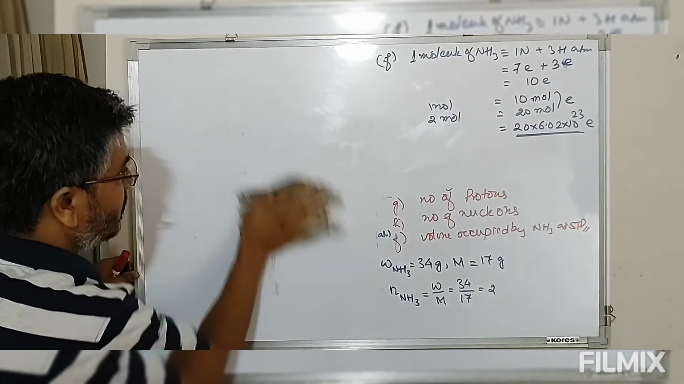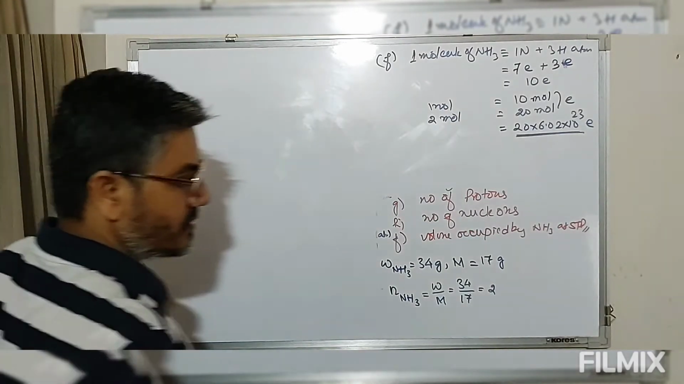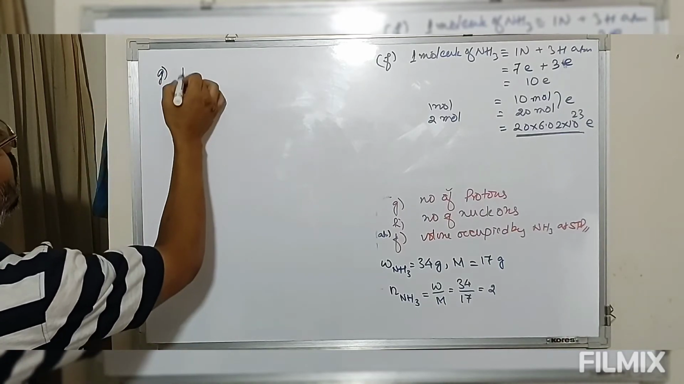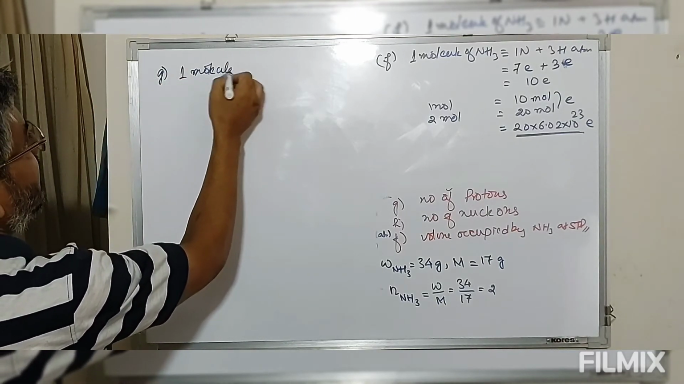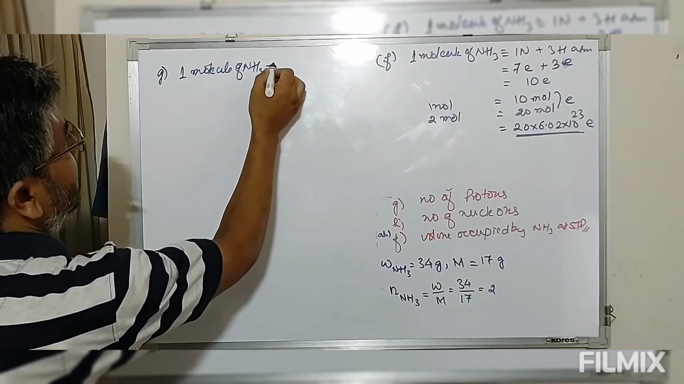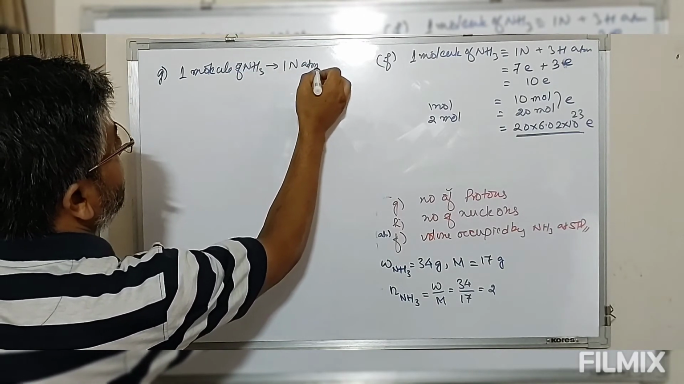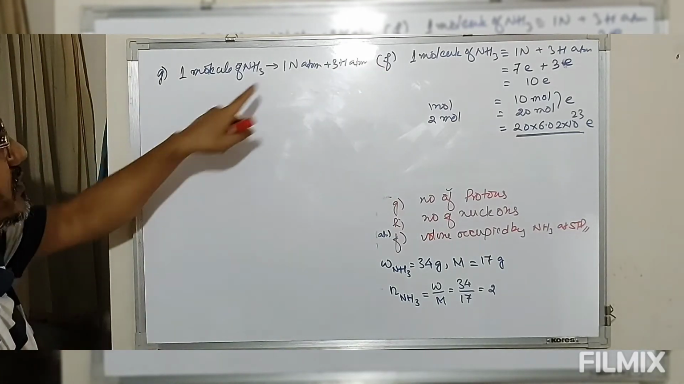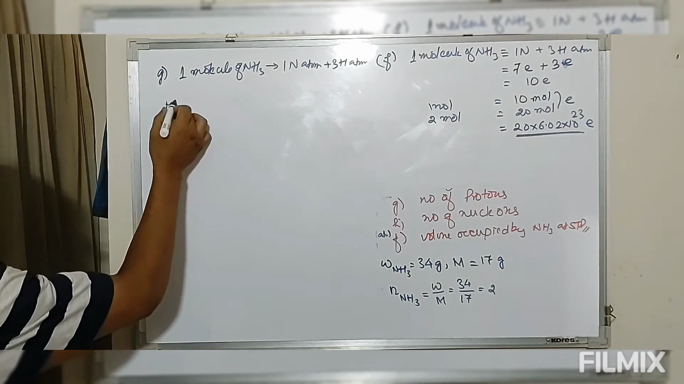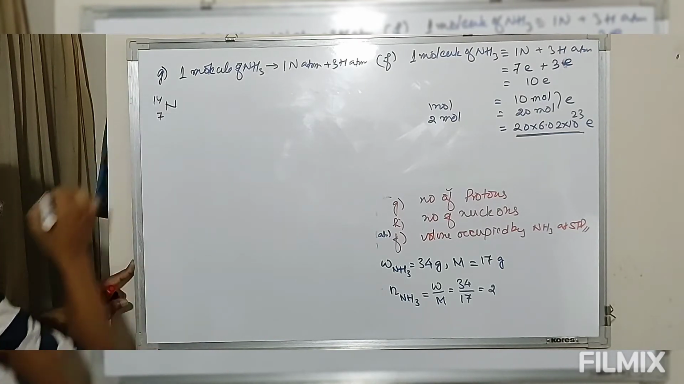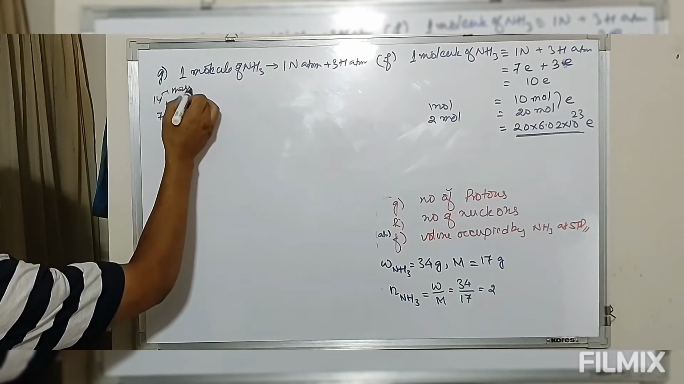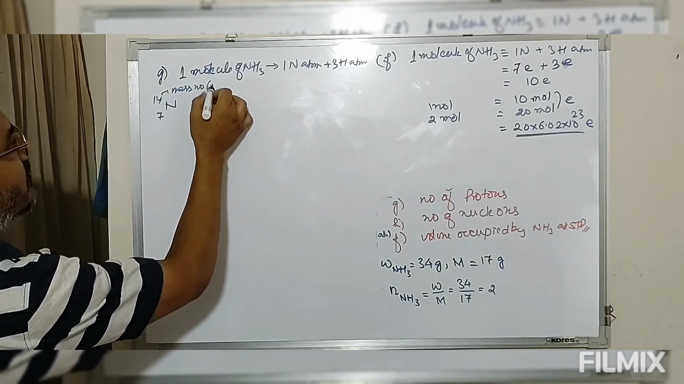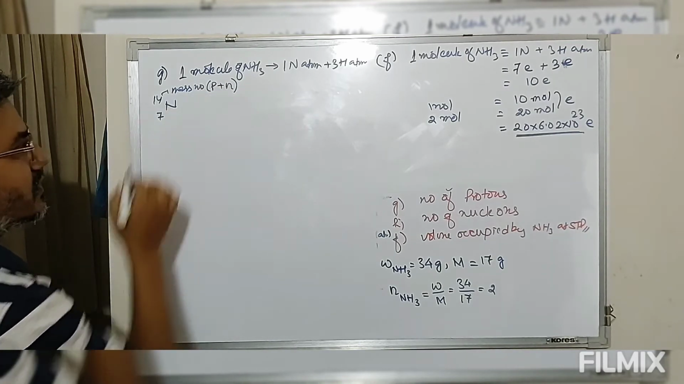Then we have total number of nucleons. Again, now look at this. One molecule of ammonia contains 1 nitrogen atom plus 3 hydrogen atoms. So the atomic number of nitrogen is 7, mass number is 14. So this is the mass number. Mass number is nothing but number of protons plus number of neutrons.